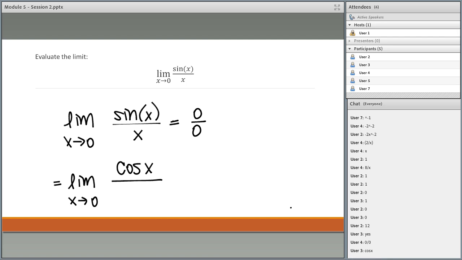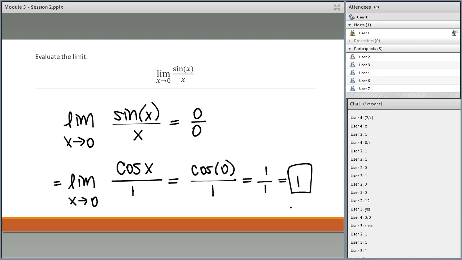Great, I get cosine x. And what about in the denominator? Very good, I get 1. Now can I try a direct substitution? Or if I do try a direct substitution, what do I get? Very good. Cosine of 0 is 1. So I get 1 over 1, which is just 1.